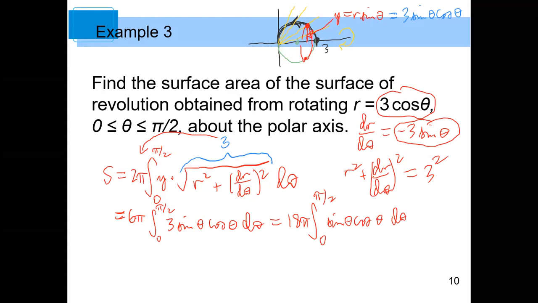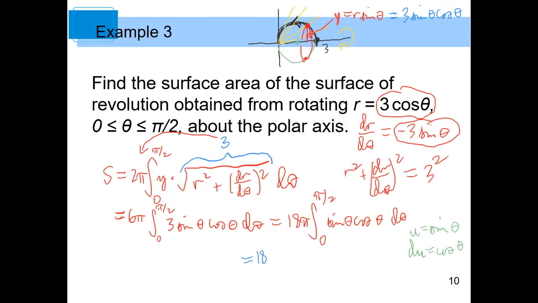What could I do to actually do that antiderivative? I'm trying to dust off the old trig integrals mindset. How would I deal with sine theta cos theta? What would we do? Put u equal to something, and what would I put u equal to? Yeah, put u equal to sine theta, and then du, of course, is cosine of theta. Yes? Perfect.